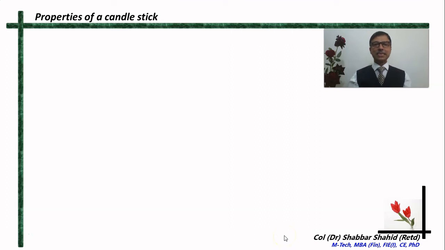So we have discussed the candlestick, but our understanding of the candlestick cannot be complete until we summarize its properties. So let me quickly summarize the properties of a candlestick. And the first among them is the color.